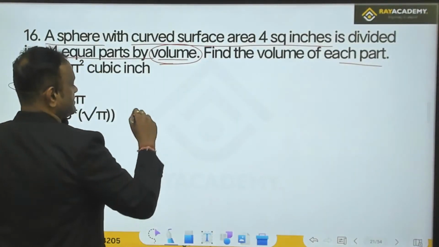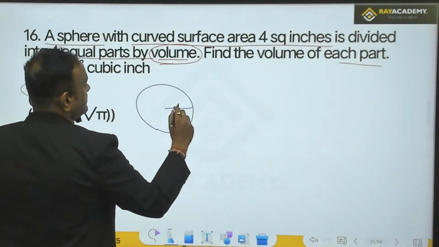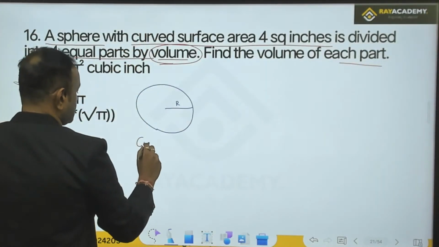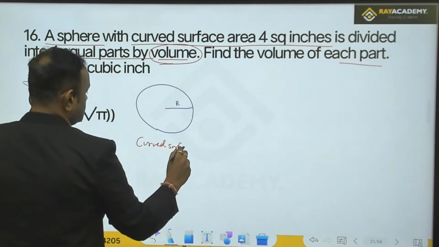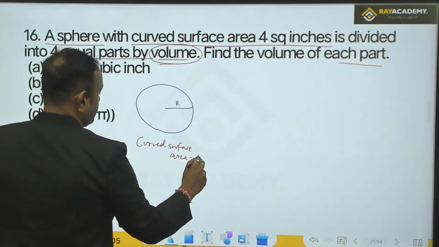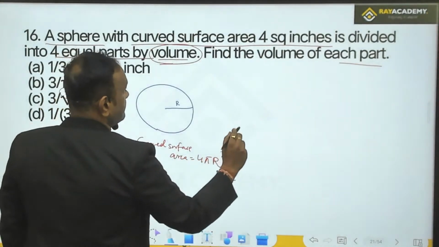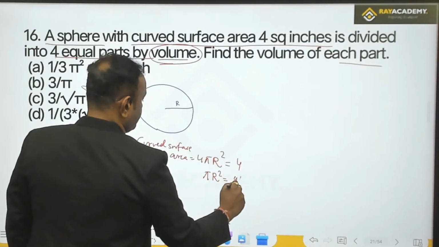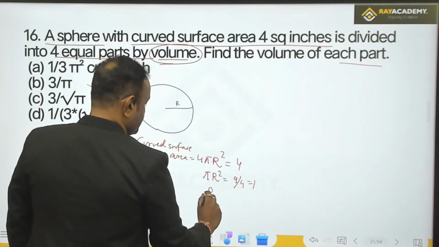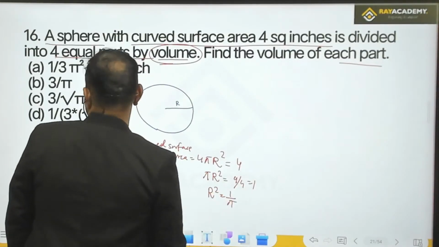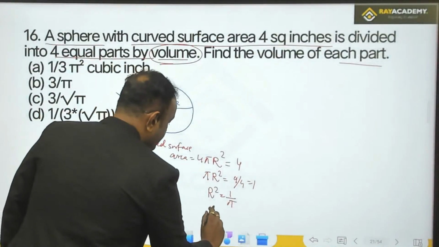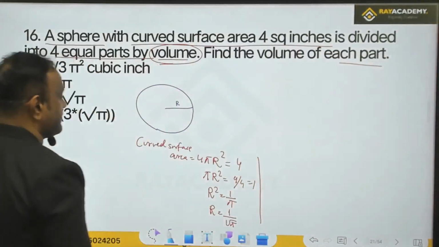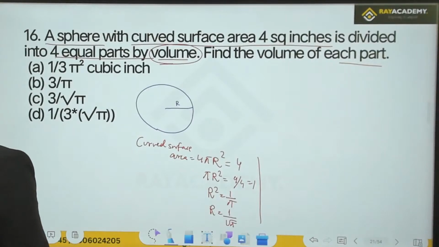So, if this is my sphere, let's say the radius is r. The total surface area of the sphere, what is the formula? Surface area is 4 pi r square. This is given as 4. So you get pi r square equal to 4 by 4, that is 1, or r square equal to 1 by pi. Or you can say r equal to 1 by square root of pi. So that much data you can get from this statement. The next part is important.